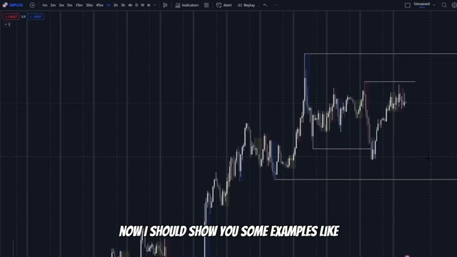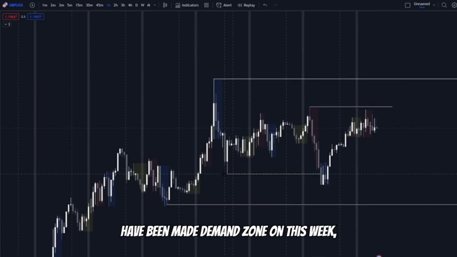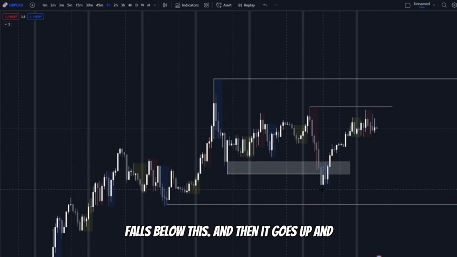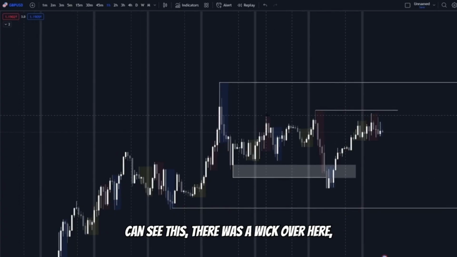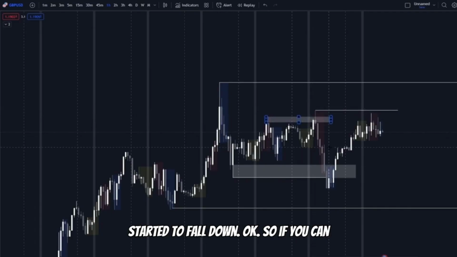And now I should show you some examples, as you can see over here. On old highs and old lows there is liquidity, because if there was any retail trader, he would have made a demand zone on this wick, right? He would have made a demand zone on this wick, and price directly falls below this, and then it goes up. And the same thing happened over here. If you can see this, there was a wick over here, the price went a little bit up, and then it started to fall down, okay?